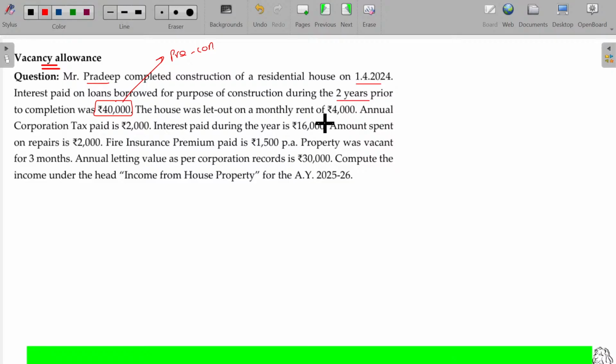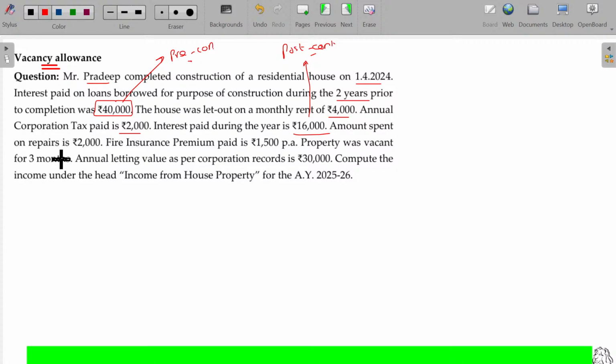The house was let out on a monthly rent of rupees 4,000. Annual corporation tax paid being 2,000. Interest paid during the period. During the period means it's a post-construction period interest. So usually calculation part is pretty rare for the examination purpose. But anyhow, you just try to understand the calculation part also.